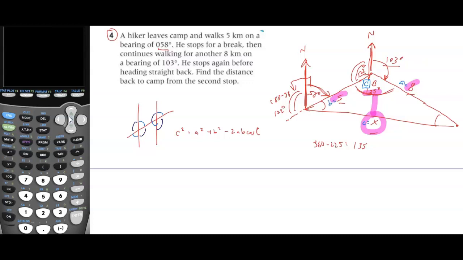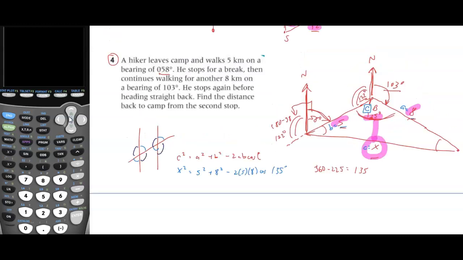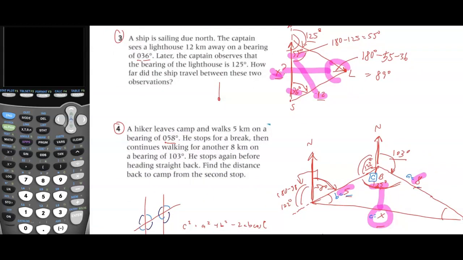Now we can assign everything. So c squared is going to be x squared. We don't know what it is. A squared plus b squared would be 5 squared plus 8 squared. Then minus 2 times 5 times 8, and cosine of angle C, which is 135. And then with this equation, we'd eventually be able to figure out the distance back to the camp. Okay? All right, those are the bearing problems. Good luck.